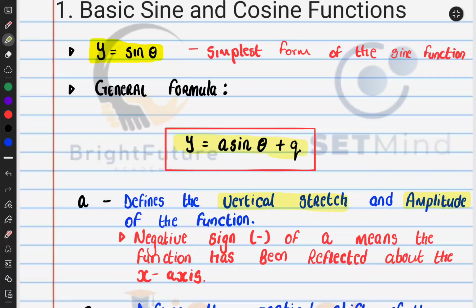Okay, and then a negative sign of a means the function has been reflected about the x-axis, so the function has been flipped. So if originally you had a function that goes like this, once you have the negative a introduced, then you'll see that the function would be flipped, and it would be something like that. So as we might be familiar with, a negative sign of a means the function has been reflected about the x-axis.